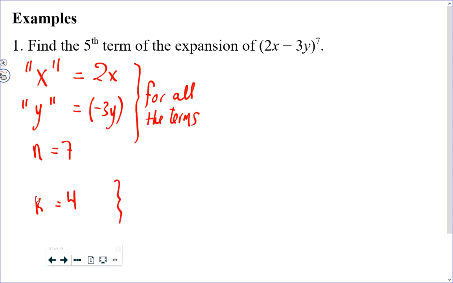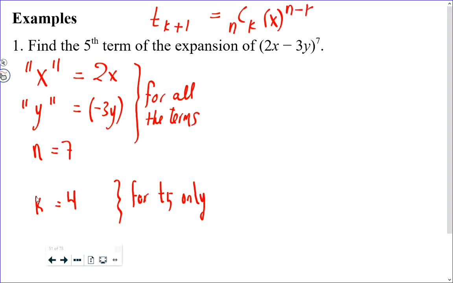So this parameter, or value, whatever you want to call it, is for T5 only. Only term 5 uses k equals 4. So when you take a look at the formula, I'm going to put the formula up here. Don't worry about the k plus 1. I'm going to have to explain that in a bit, but it's the least important thing. The formula says n choose k, x to the n minus k, y to the k.